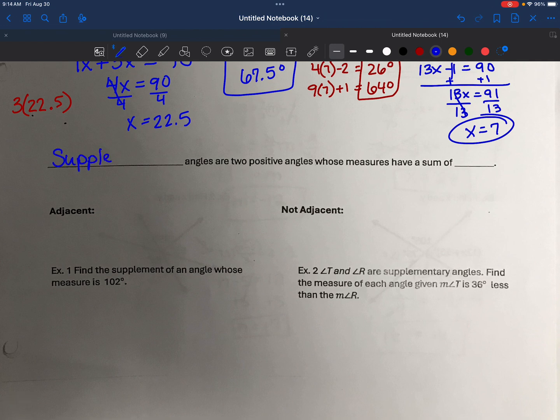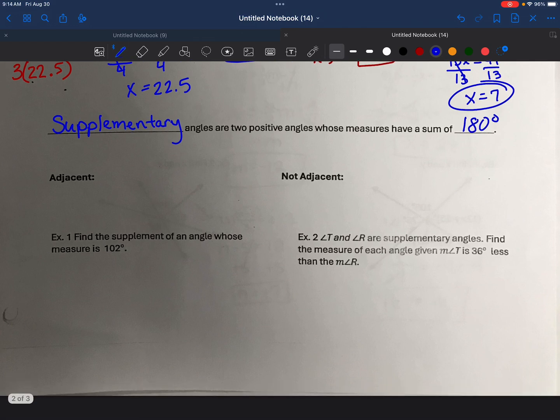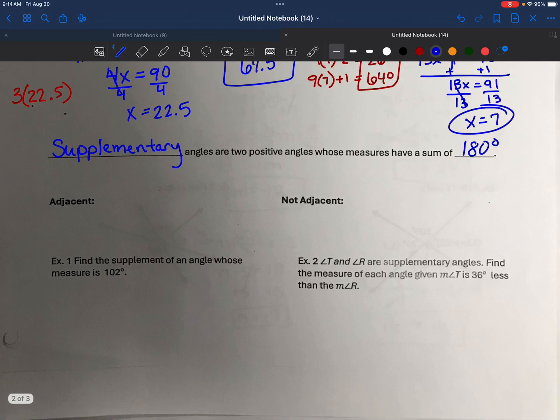Okay, second set, same idea. The difference here is we're doing supplementary, and on supplementary we add to get what? 180. Now, you guys, it's important that we know what each of those words mean, because sometimes they will give you a picture that shows a right angle or a straight angle. Other times they will just tell you, like all of these examples, that they are either supplementary or complementary. So we have to know what those two things mean, okay?